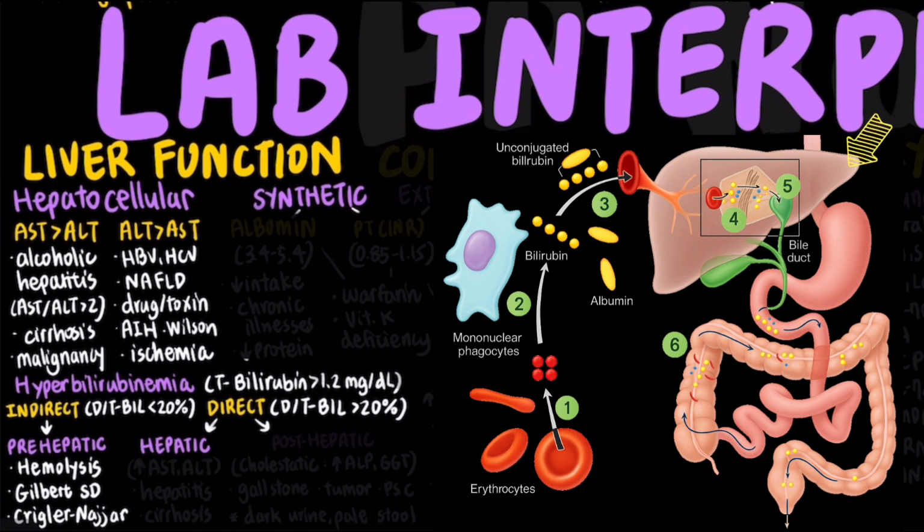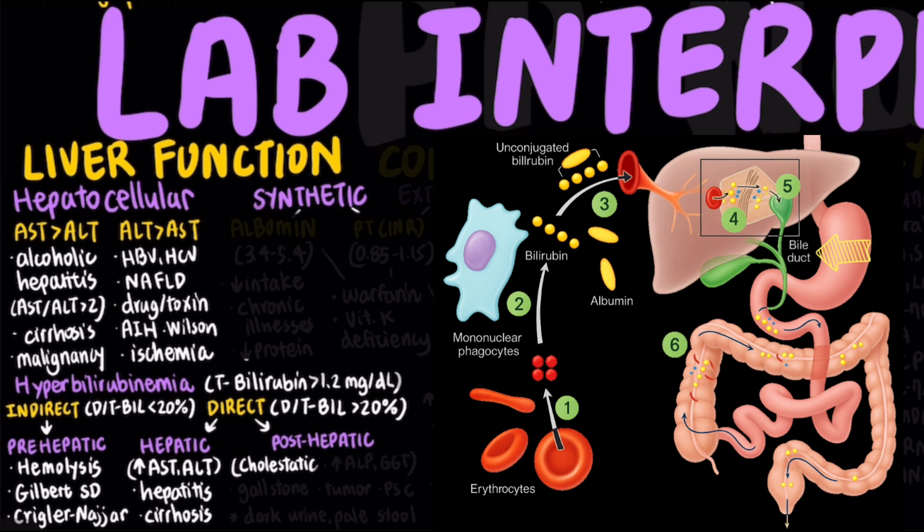This includes both hepatic causes, usually accompanied by elevated AST and ALT, including hepatocellular injuries mentioned above, such as hepatitis, cirrhosis, or drug-induced liver injury, where conjugated bilirubin leaks back into the blood, and post-hepatic causes that block bile flow after conjugation, showing a cholestatic pattern.